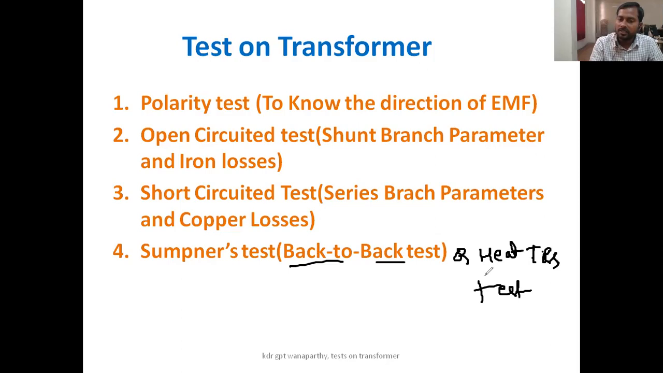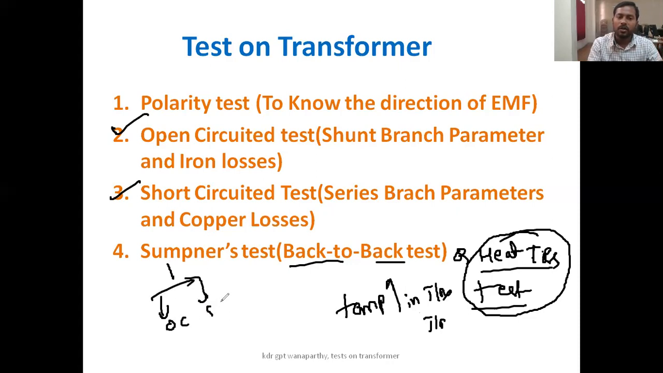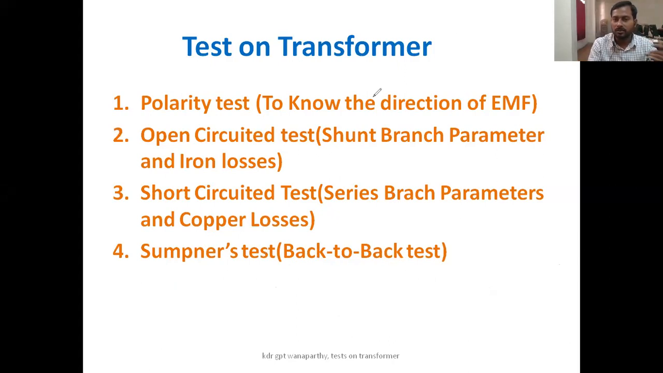It is also called the heat loss test. Why is it called the heat loss test? Because by using this test, we can find the temperature rise in the transformer, that is, how much temperature is rising in the transformer with respect to load. But by using the open circuit test and short circuit test, we cannot determine the temperature. In the Sumpner test, the OC test and SC test are both performed at a time, so the temperature rise can be calculated accurately.